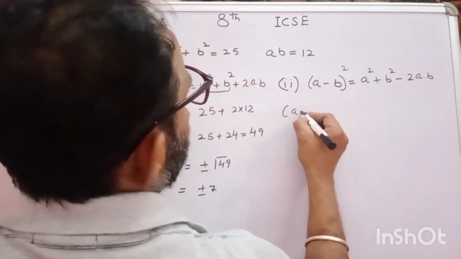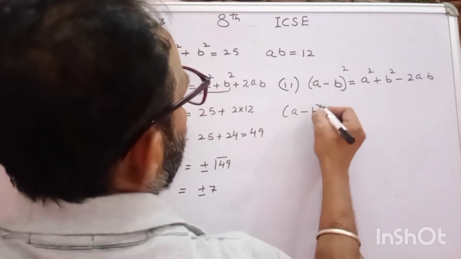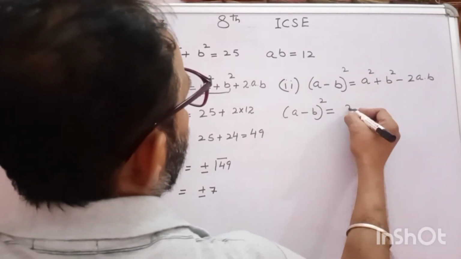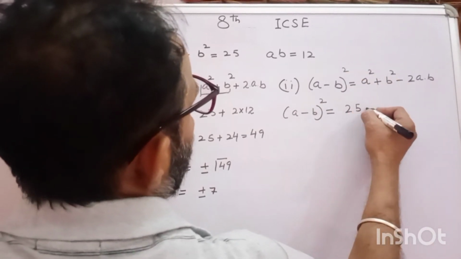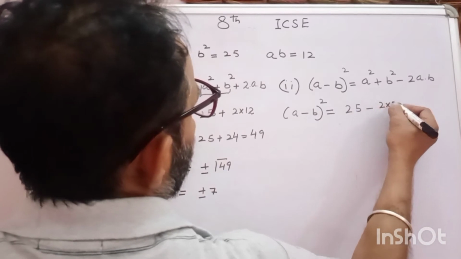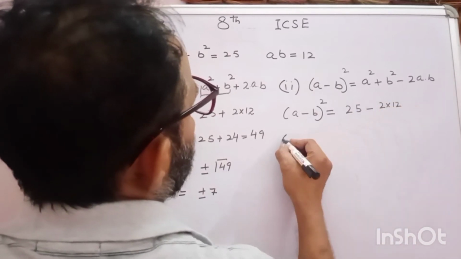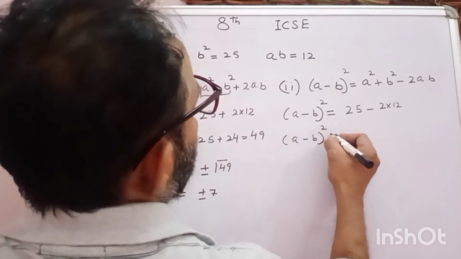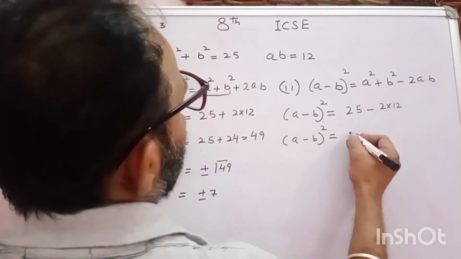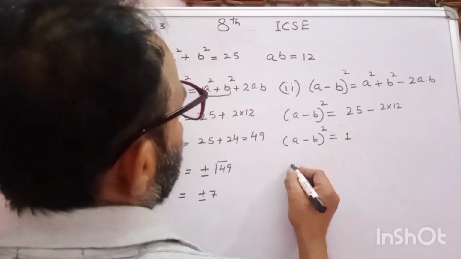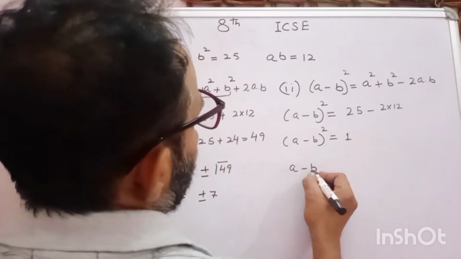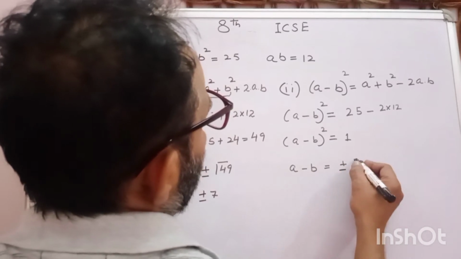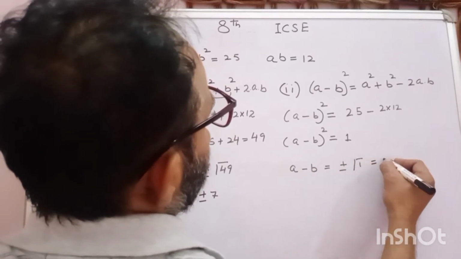So A minus B the whole square is A square plus B square, we will put 25, minus 2AB, 2 into 12. It is A minus B the whole square is 25 minus 24, 1. Taking square root of both sides, A minus B we will get plus minus square root of 1, that is plus minus 1.